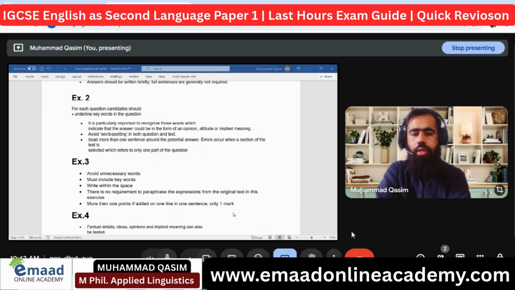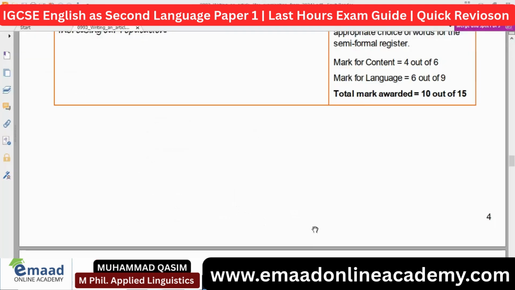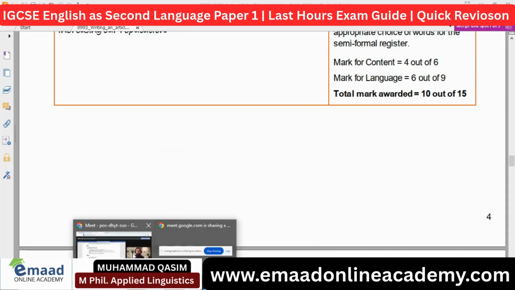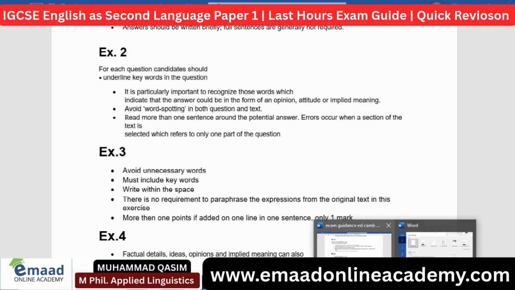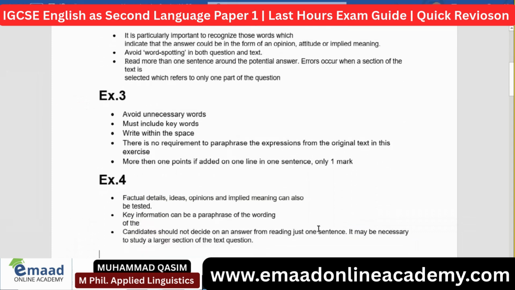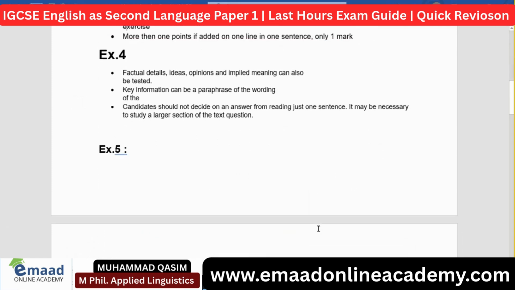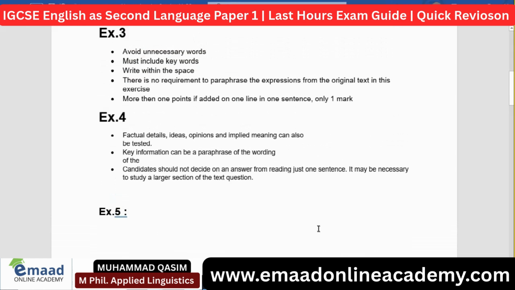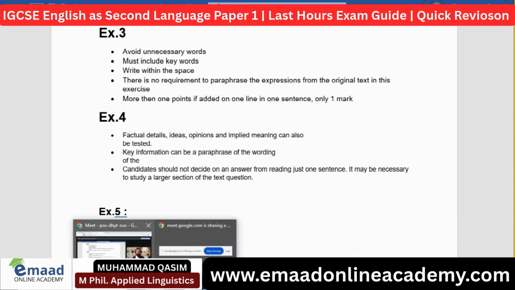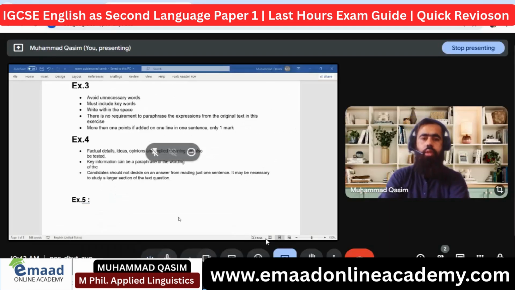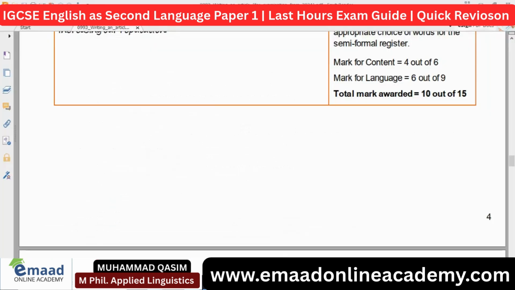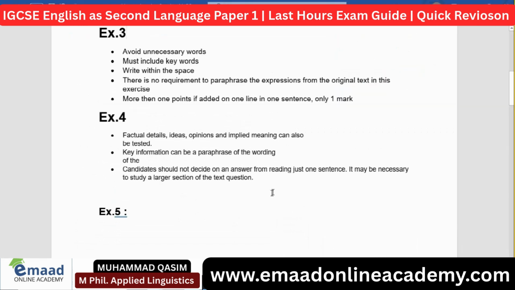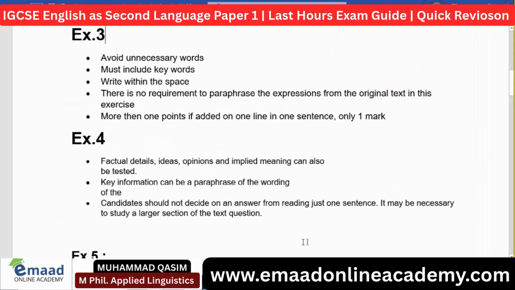Then exercise 4, that is an MCQs exercise. What you have to do there is match the factual information, but it's not always only the factual details that you can easily find. It can be related to the ideas, opinions, and implied meanings as well. So you need to be very careful here again. Do not simply pick one word; try to read the whole sentence or even the whole paragraph to have the proper understanding of the text.